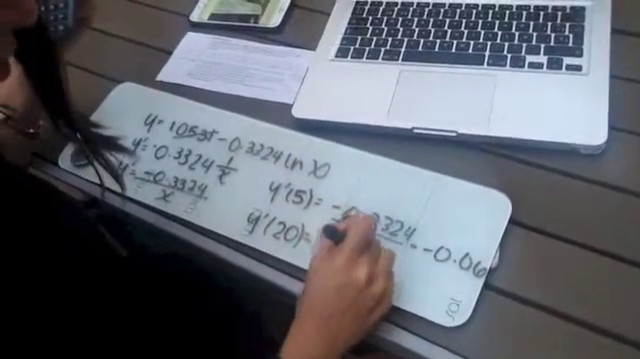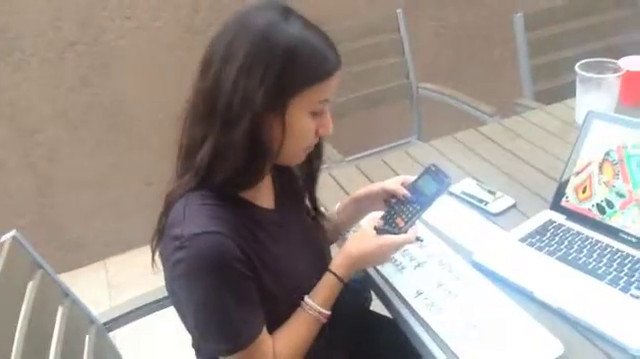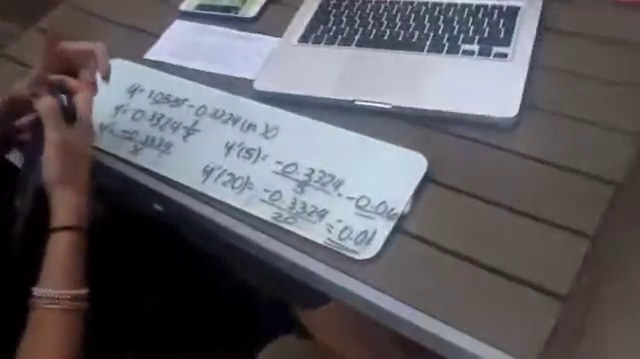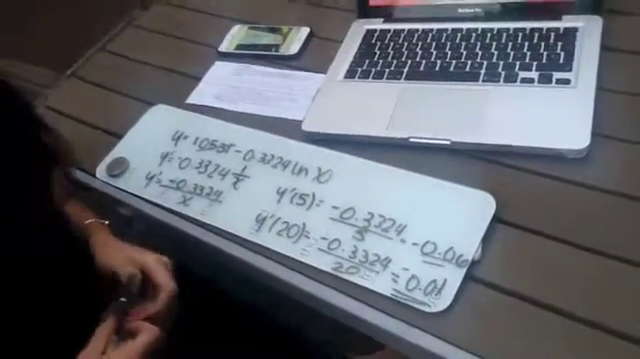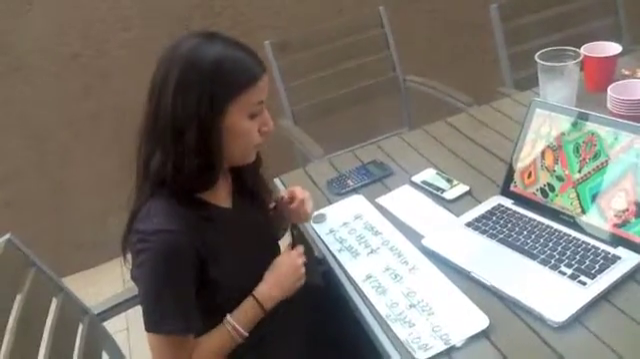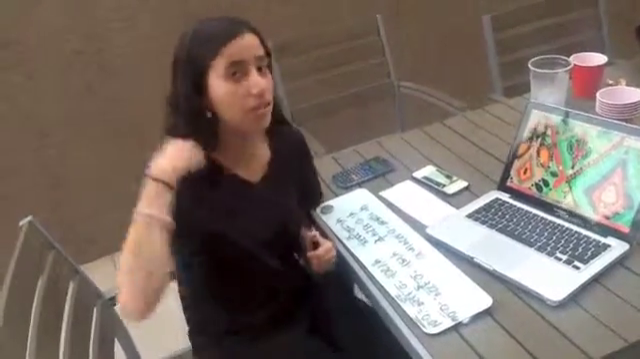So it's minus 0.3324 over 20, that is negative 0.01, the rate of change of pressure when the altitude is 20. So that's the end of our problem: finding the derivative of this equation and substituting the altitude to find the rate of change of the pressure.